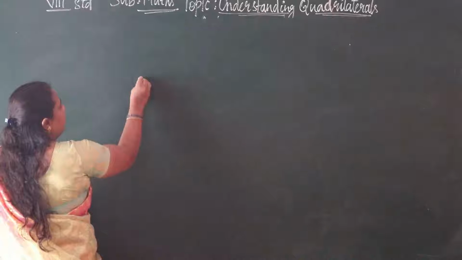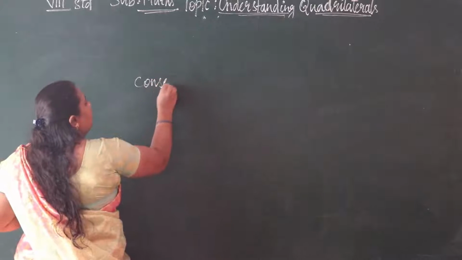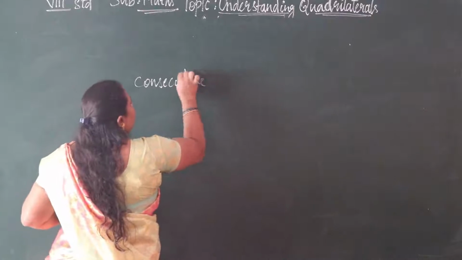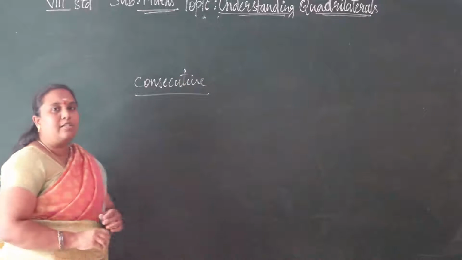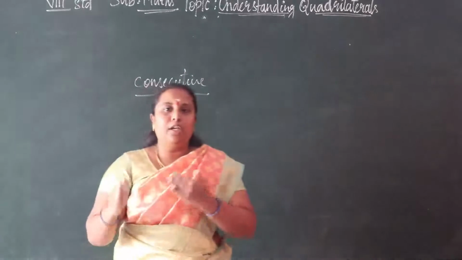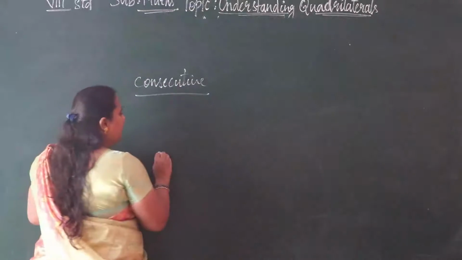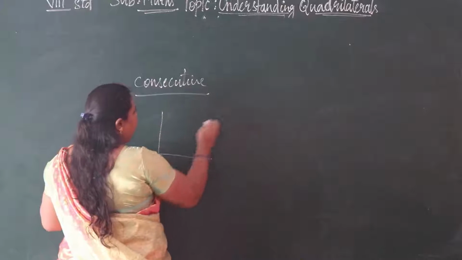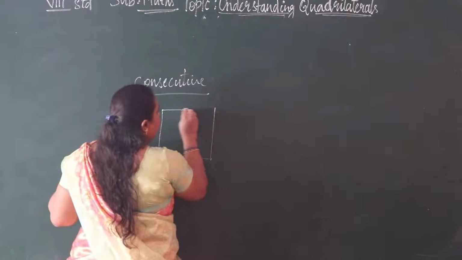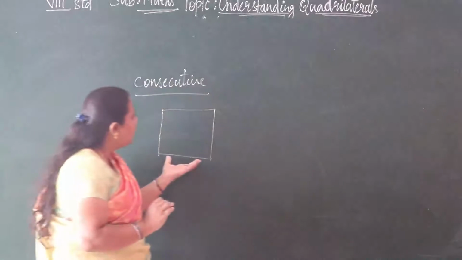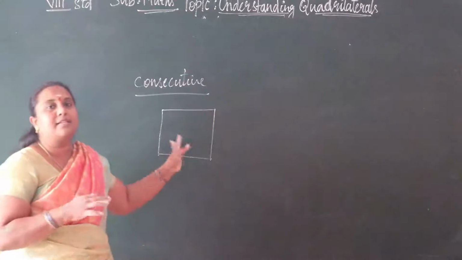So what is meant by the word consecutive? The word consecutive means the following. Okay, the following numbers. See, now we have a quadrilateral like this. I think it is a square. Okay, are you able to see it is a square? If it is in any shape, you think it is a square.